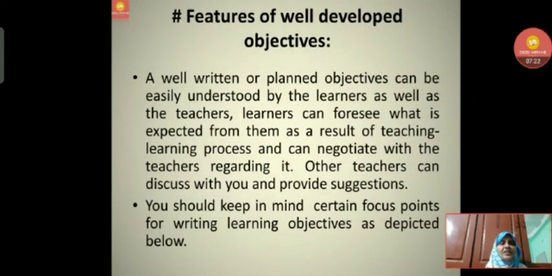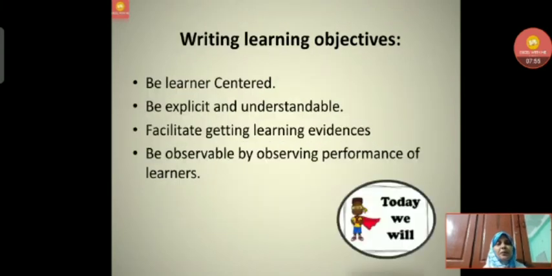Now let's understand features of well-developed objectives. A well-written or planned objective can be easily understood by the learners as well as the teachers. Learners can foresee what is expected from them as a result of the teaching learning process and can negotiate with the teachers regarding it. Other teachers can discuss with you and provide suggestions also. You should keep in mind certain focus points for writing learning objectives as depicted below.